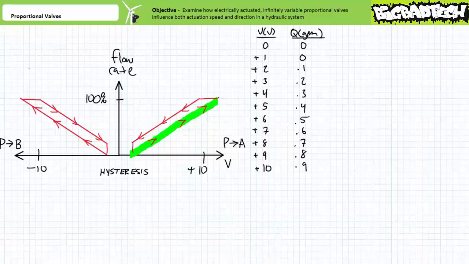Note at positive 10 volts, the valve is fully open and flow rate and actuator speed are at a maximum. In this case, we're assuming the pump is maxing out at 0.9 gallons per minute. Additionally, note the tiny dead band.